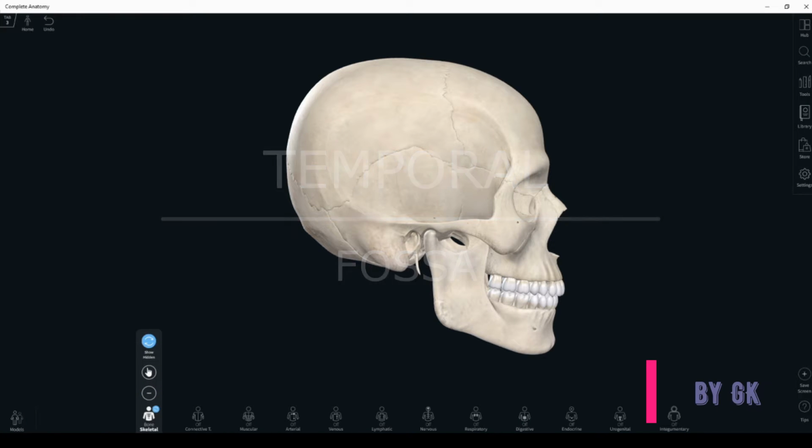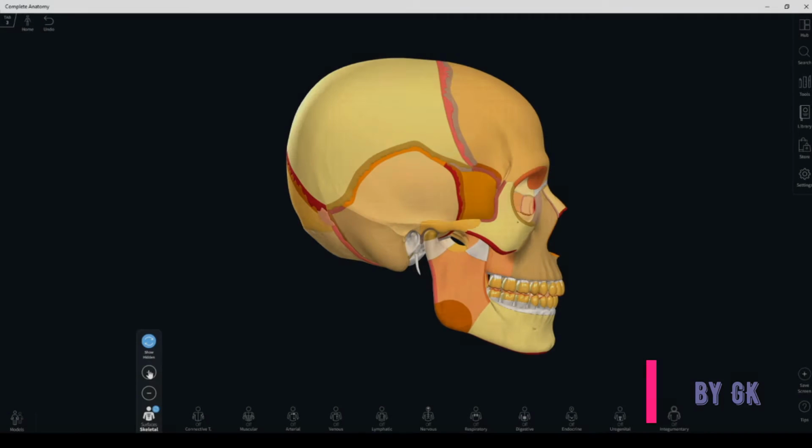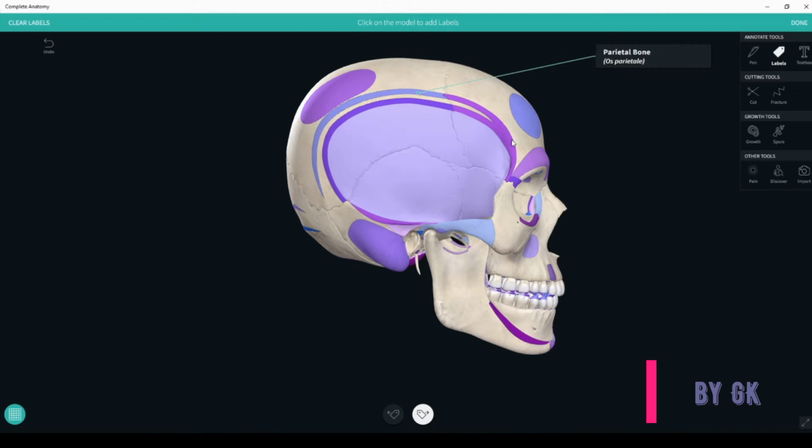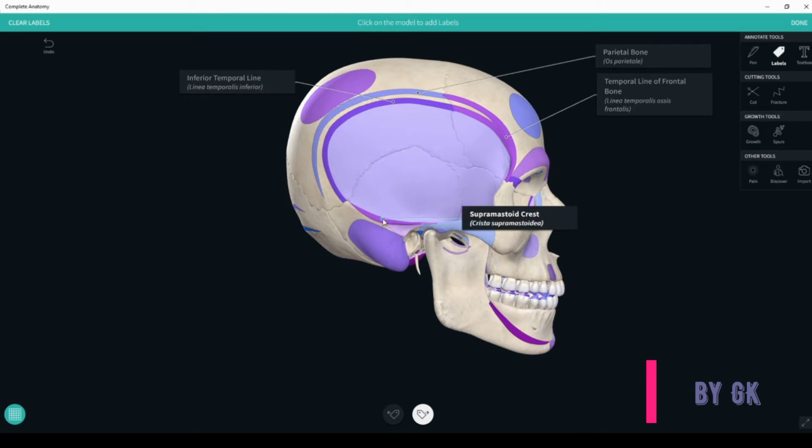The temporal fossa is located on the lateral norma of the skull. It is bounded by the superior temporal line, also by the temporal line of the frontal bone, and the inferior temporal line on the parietal bone. Its inferior border is the supramastoid crest and a hypothetical line which passes on the plane of the zygomatic arch. These are the boundaries of the temporal fossa.